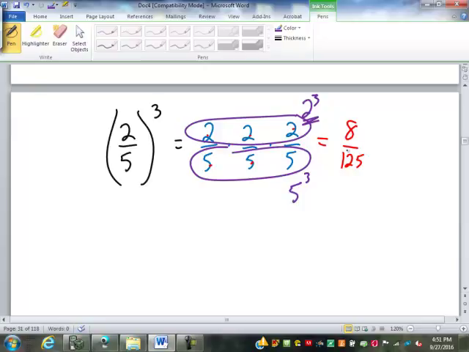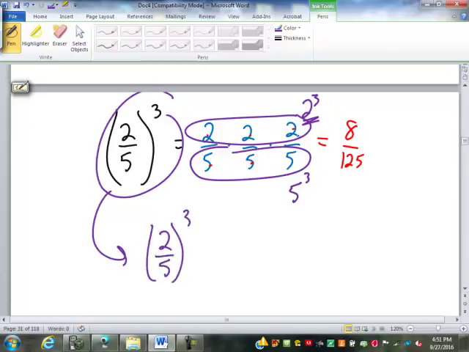Anytime we do a fraction to a power, we can actually split it up. 2/5 to the power of 3 really is just 2 to the power of 3 over 5 to the power of 3.